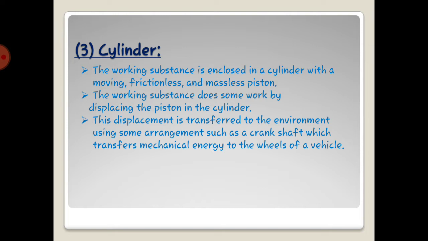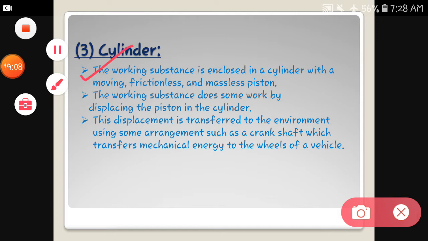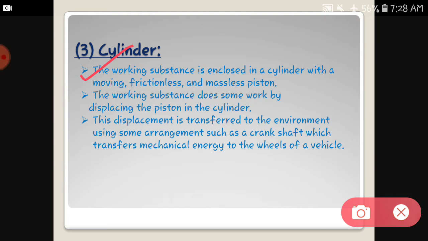As we discussed earlier, all these things are enclosed in some kind of material, some kind of apparatus, that is nothing but a cylinder. So this all is being enclosed in a cylinder. The working substance is enclosed in a cylinder with a moving frictionless massless piston, and the working substance does some work by displacing the piston in the cylinder.